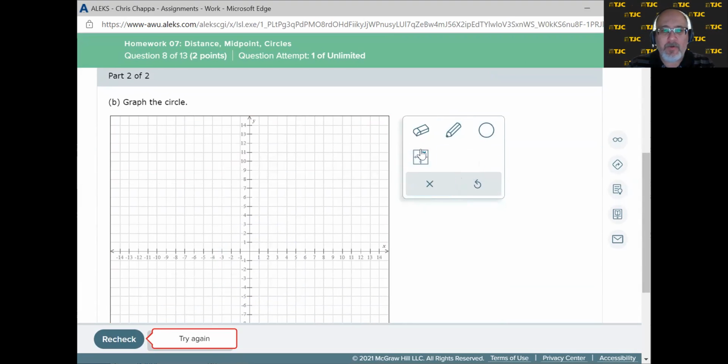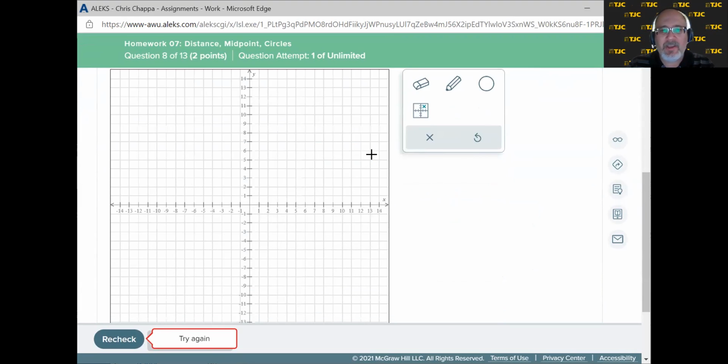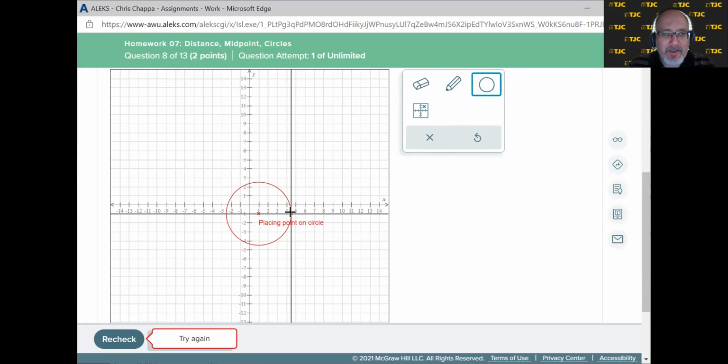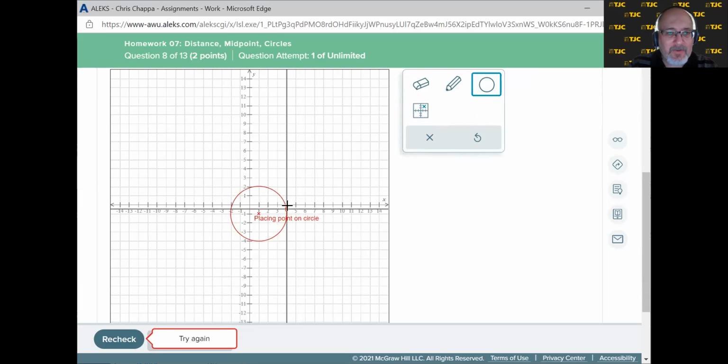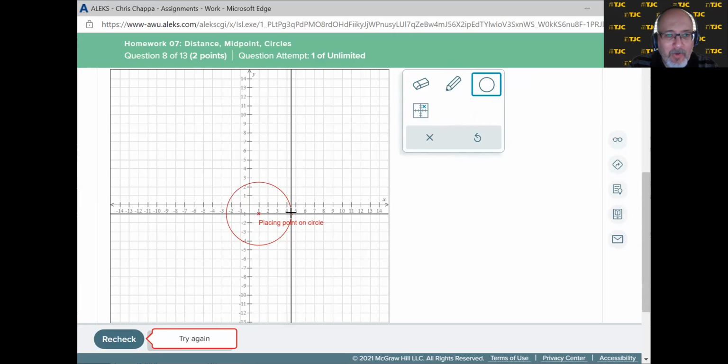Let's start over here. Our center is 1, -1. So that's here. But how am I going to get that radius just right? Because if you'll notice, and you have to zoom in, look real close, it's only letting me go in increments of 1/2.